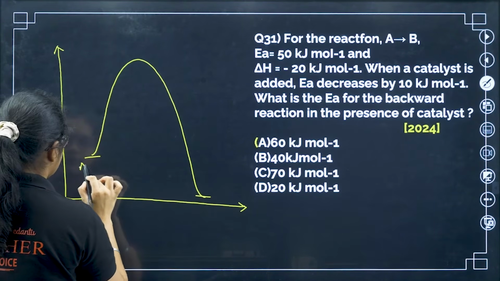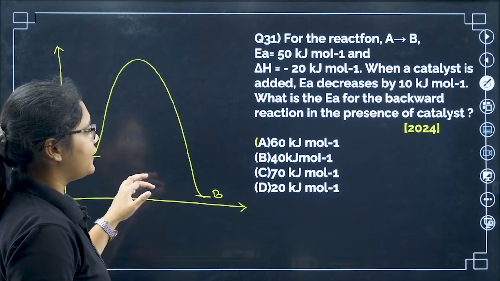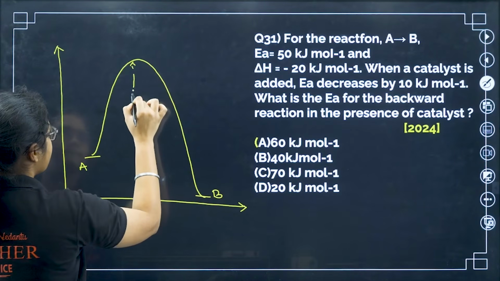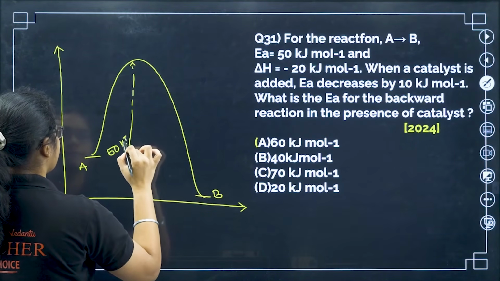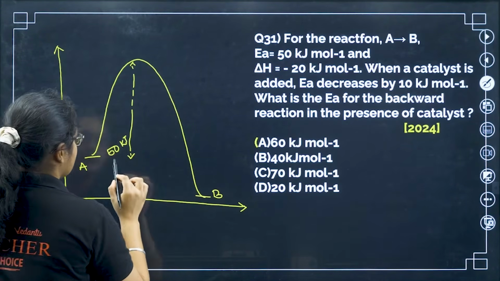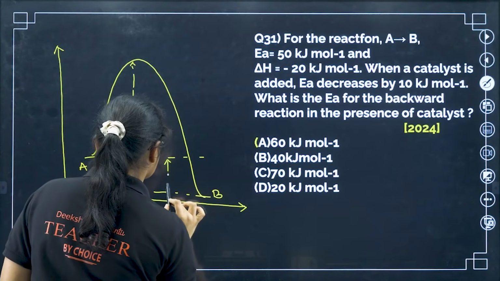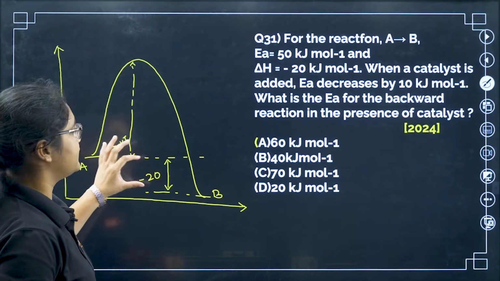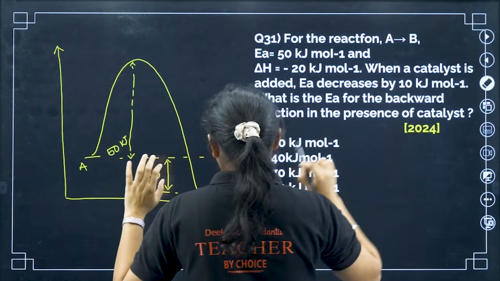We have a forward reaction A to B. When a catalyst is added, Ea is how much? This value is 50 kilojoule. And delta H value is minus 20, or you can just simply write 20 kilojoule per mole.